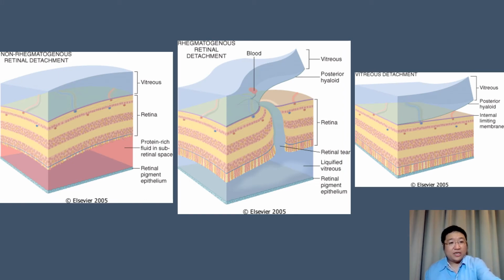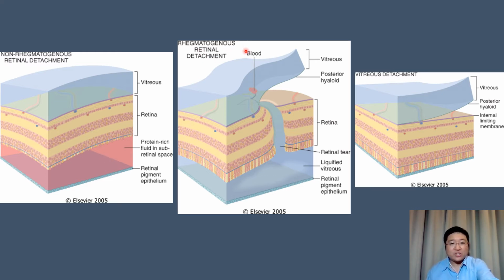So here, non-rhegmatogenous retinal detachment. Retinal detachment is a separation between neurosensory retina and retinal pigment epithelium. Right? So that is accumulation of protein-rich fluid in the subretinal space. The common causes are malignant hypertension and choroidal tumor.